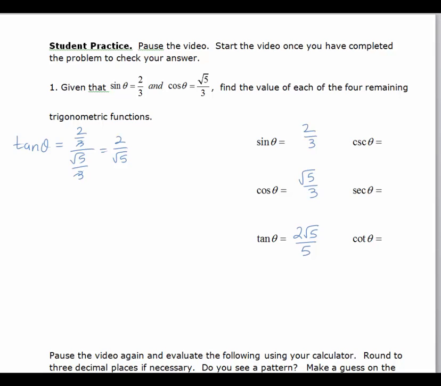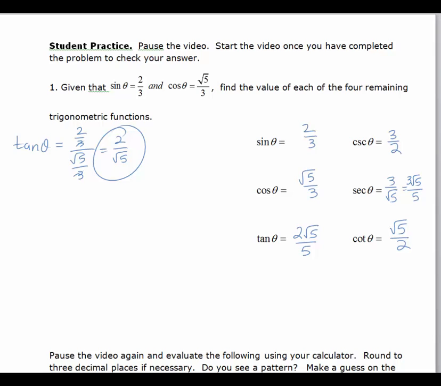We take the reciprocal of everything. The cosecant of theta is 3/2. The secant of theta is 3 over the square root of 5, or 3 square roots of 5 over 5. Again, if I take the reciprocal of the rationalized tangent, I'm going to have to rationalize again, so I'm going to go back up here, take the reciprocal before I rationalize, so that's going to be the square root of 5 over 2.